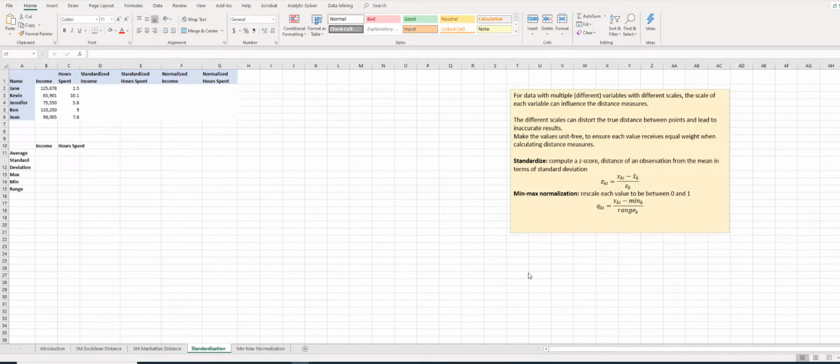In this video, I'm going to talk about standardization and min-max normalization. When a dataset contains multiple variables, the scale of each variable can influence the distance measure and how we determine the similarity between two observations.